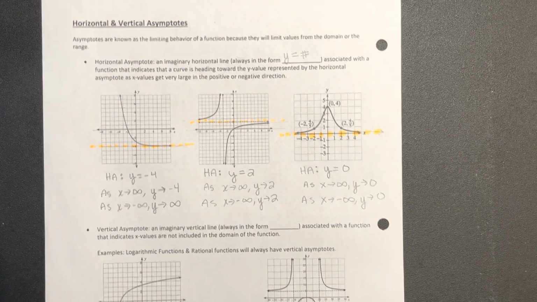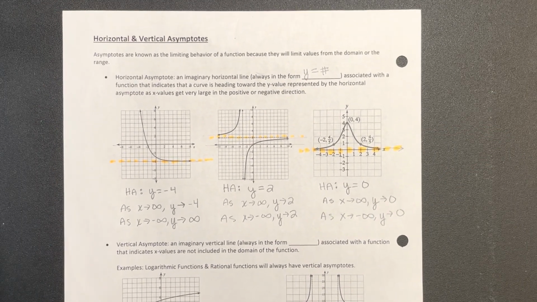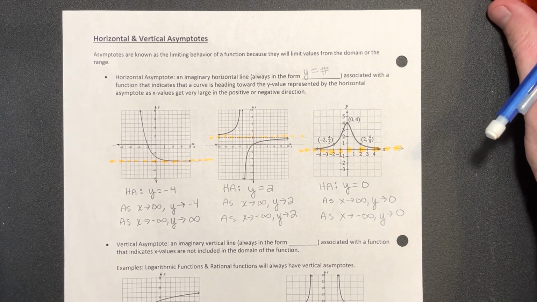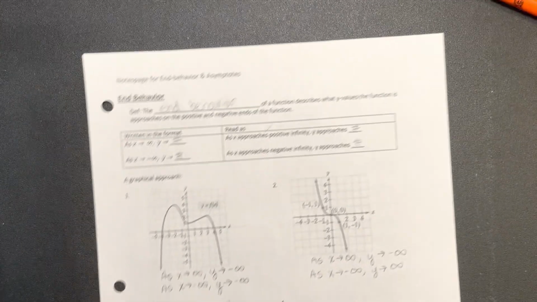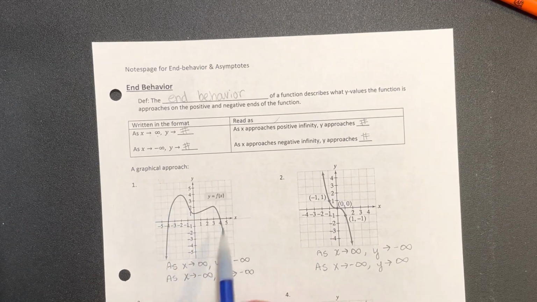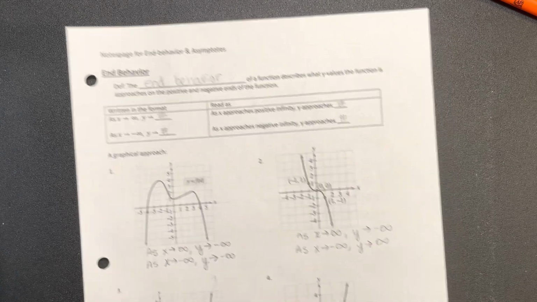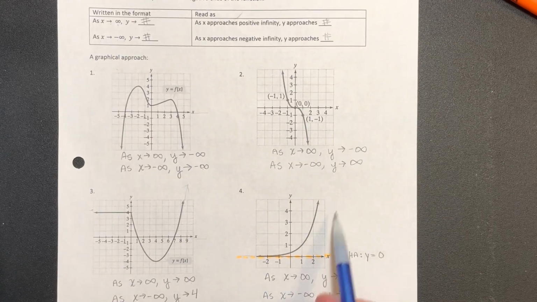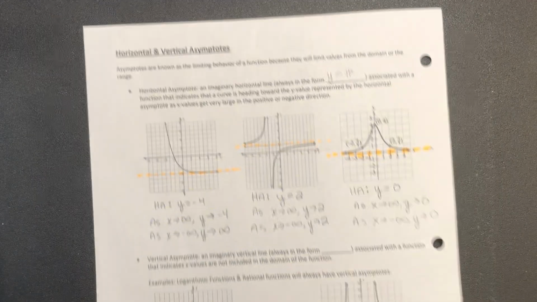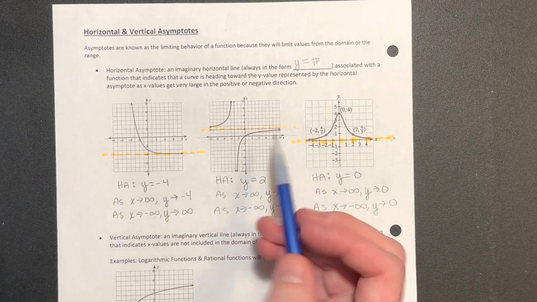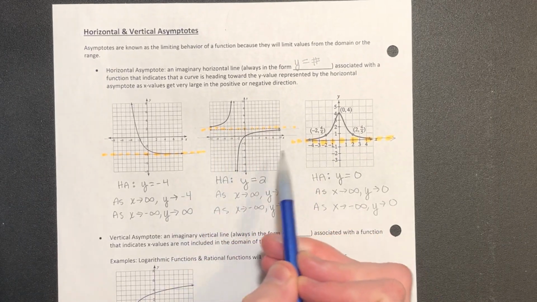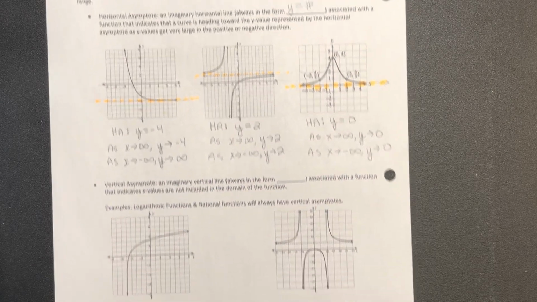Now, not every function is going to have a horizontal asymptote. We don't always have asymptotes. If we looked at those polynomial functions, those did not have asymptotes. All right, but exponential is one example that will have a horizontal asymptote. And these rational functions might have a horizontal asymptote.